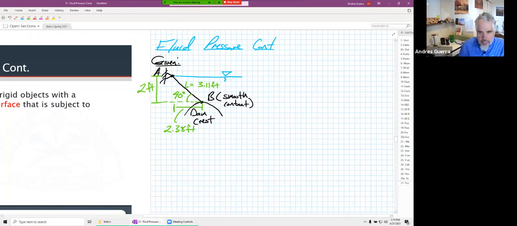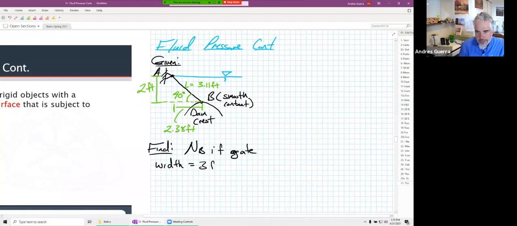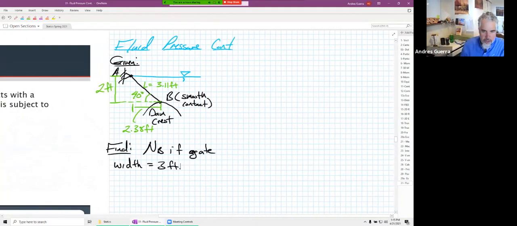And we are asked to find, for this problem, the normal force at B if the gate width is equal to 3 feet. It was more like 30 feet in reality, we'll make it 3 feet here. So we kind of have a 1/10 scaled model, or something close to that. So let's look at our solution for this problem.